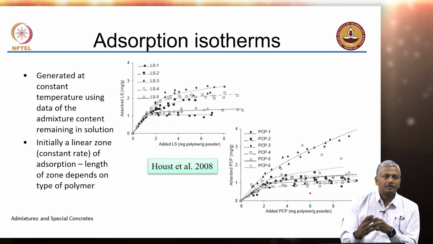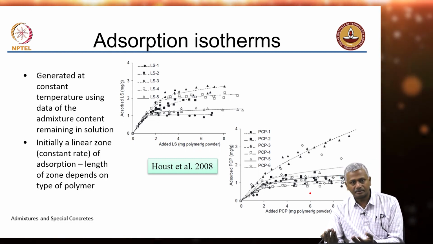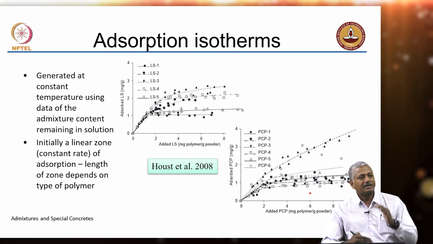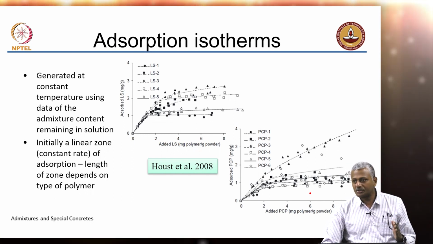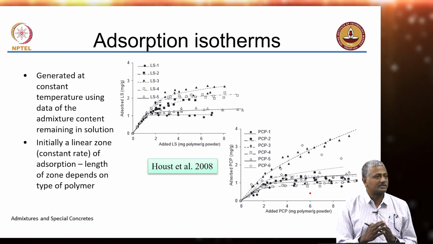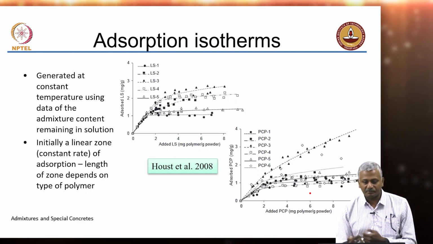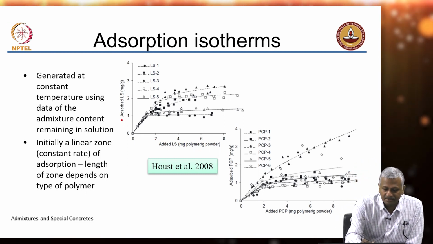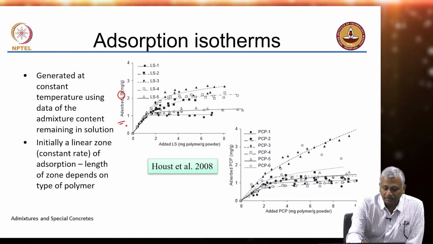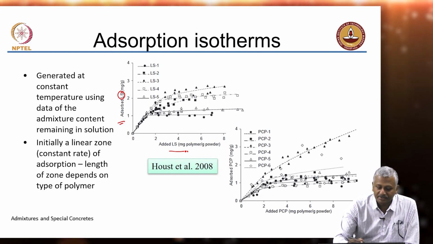There may not be enough surface available first of all if you overdose, right. So there is already some limit to dosage of the chemical that can be added. You can only coat so much of the cement surface with the admixture. You can't continue to coat more and more, right. So some admixture will remain in solution. So this is, for instance, for lignosulfonate, adsorbed lignosulfonate versus added lignosulfonate. You see here what is happening.